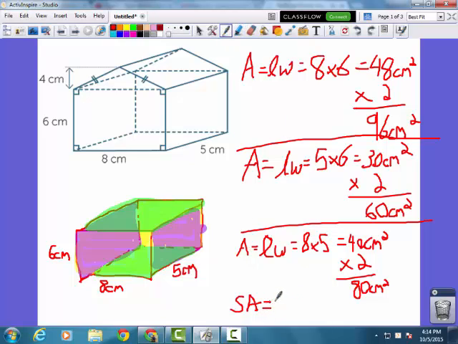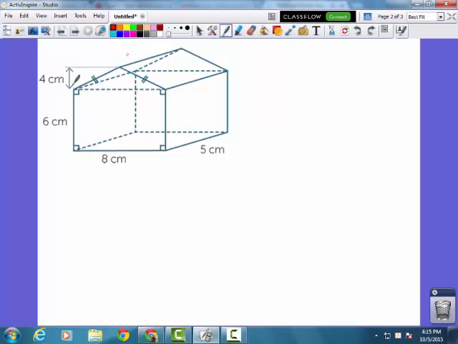So let's do that. 96 plus 60 plus 80 will give us 236 centimeters squared. That's the first piece. So let's skip over to the next slide and we'll do the triangular prism on the top. That's still all there, but let's do the triangular prism. So the triangular prism is like this.